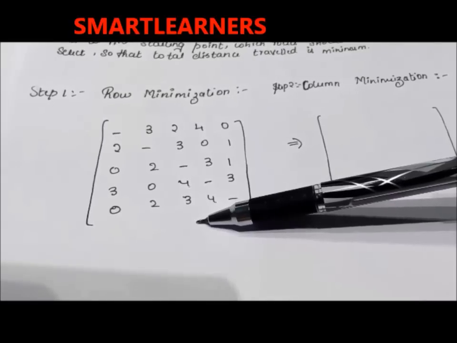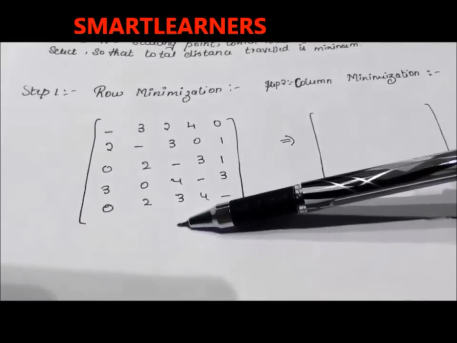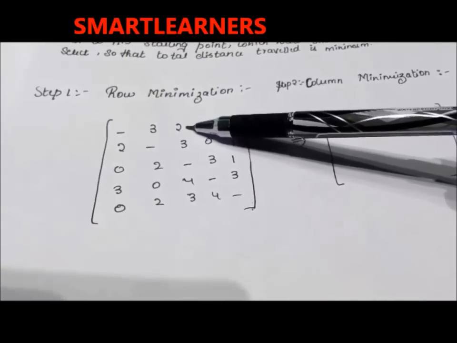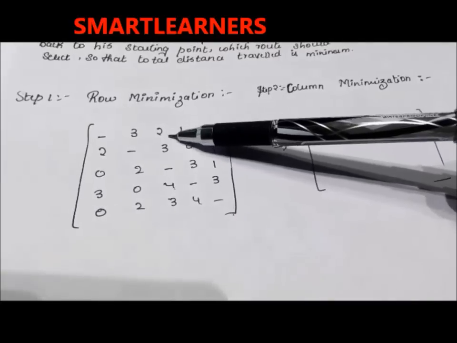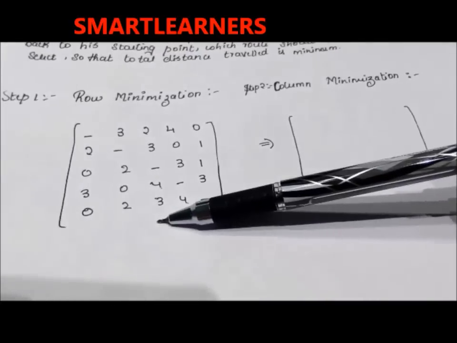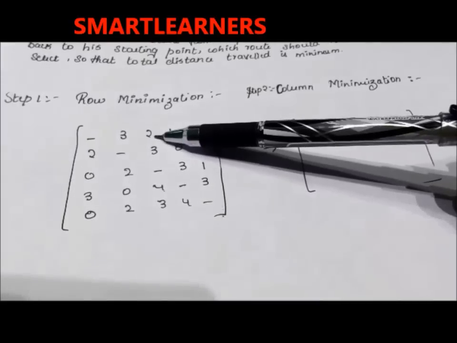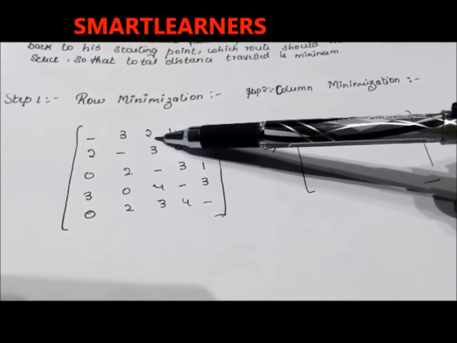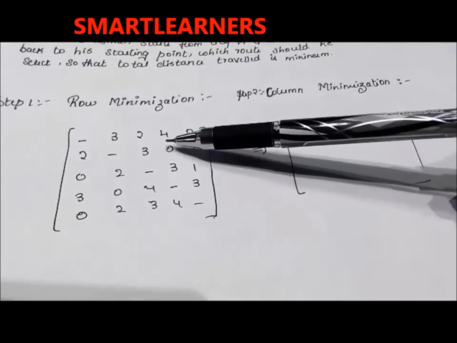So what are we supposed to do? We have to do column minimization to this particular column. How do we do it? Select the least element and subtract it from every other element present here. Here the least element is 2. So take this 2 and subtract it from every other element.